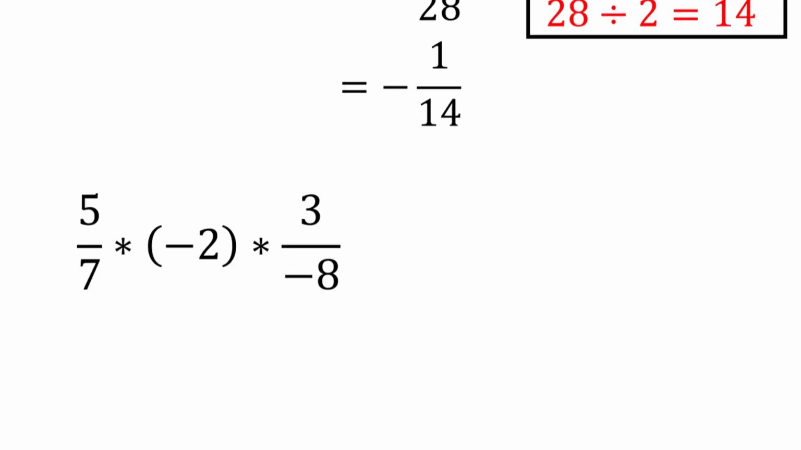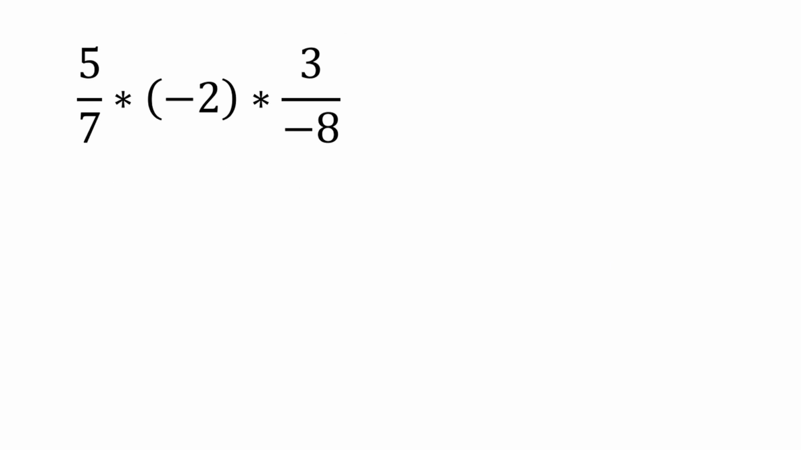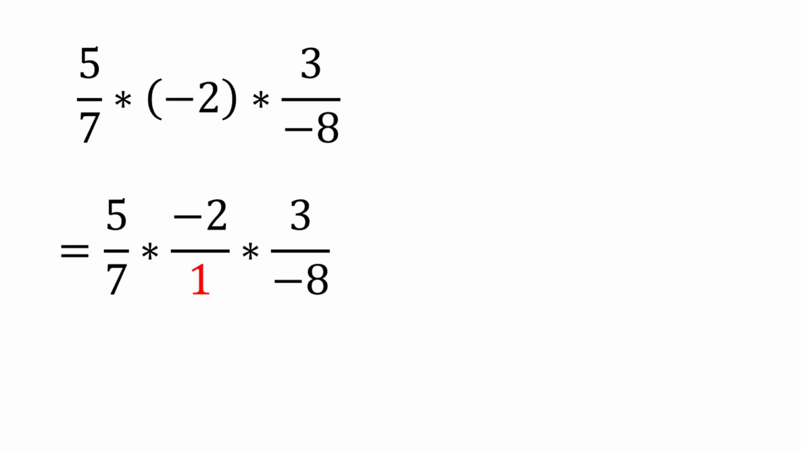Let's try another example. We have 5/7 times -2 times 3 over -8. We can rewrite -2 as -2 divided by 1, so that it is in fraction form, which helps us to see that we are really just multiplying three fractions together. There also isn't really any reason to keep the parentheses, so I've dropped them here.